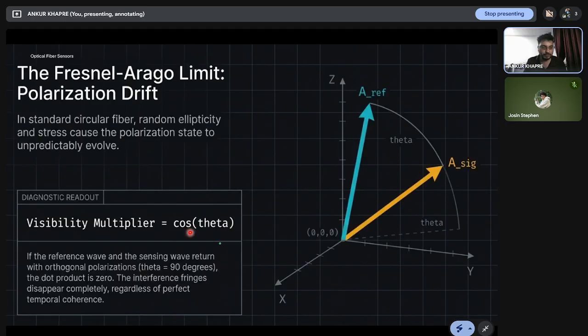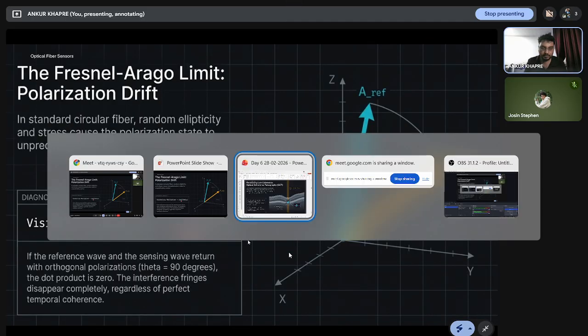And let's see if I'm visible or not. Yeah, it's perfect. My mics are on.